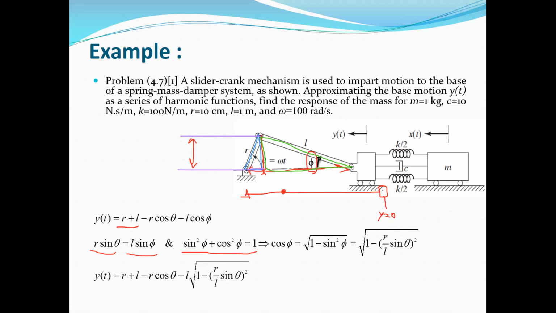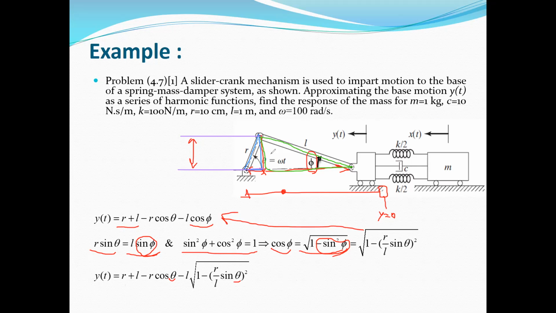And also we know that cosine phi squared plus sine phi squared is equal to 1 from the trigonometry identities. Or we can write that cosine phi is equal to the square root of 1 minus sine phi squared. And finally, instead of sine phi, we can substitute from here that sine phi is equal to r divided by L times sine theta. In this equation, instead of cosine phi, we can substitute this term. Now, if you substitute, you can see that y(t) is a function of only theta.